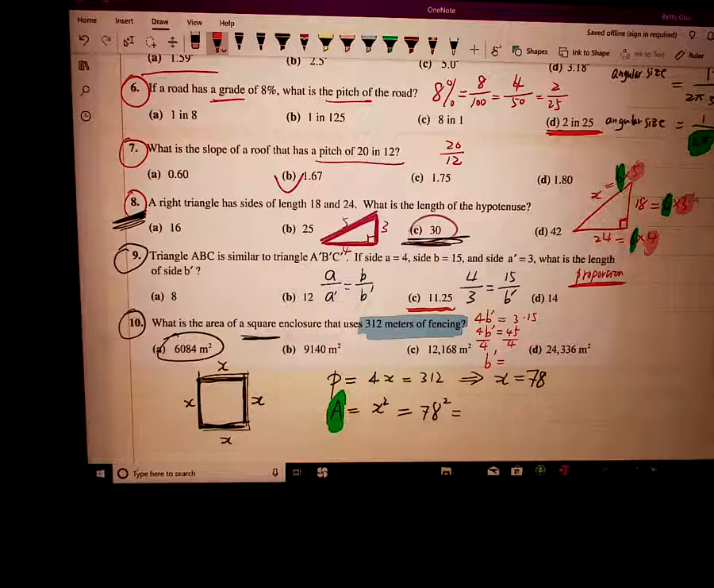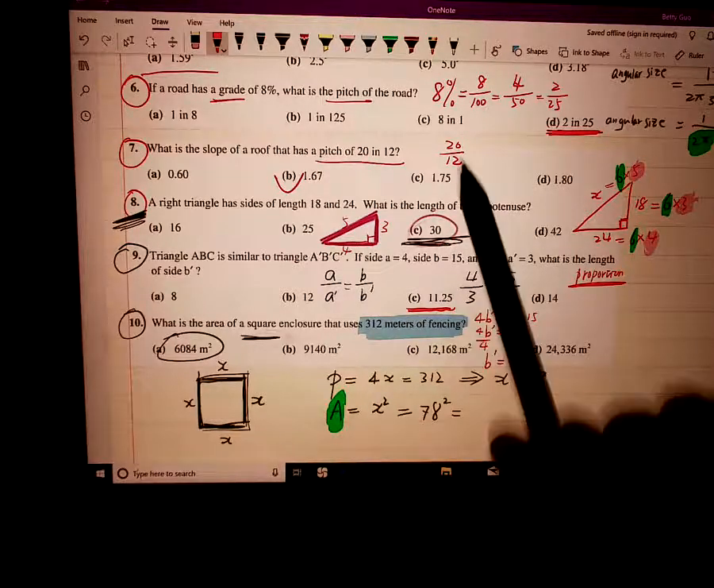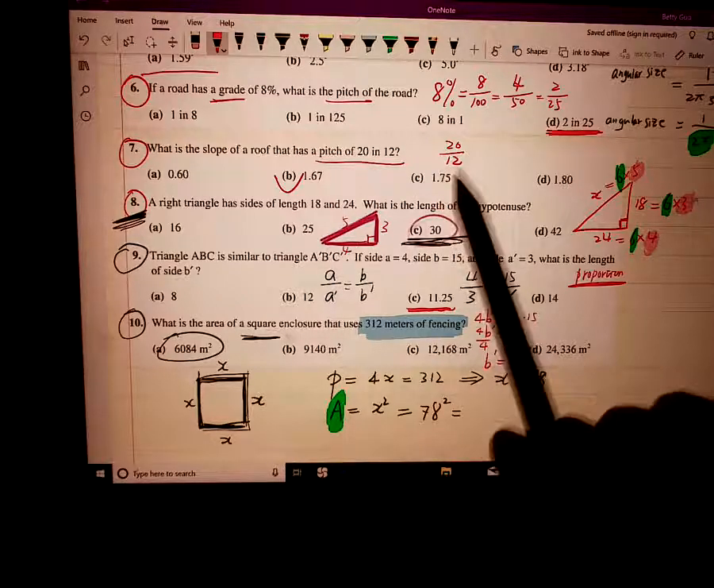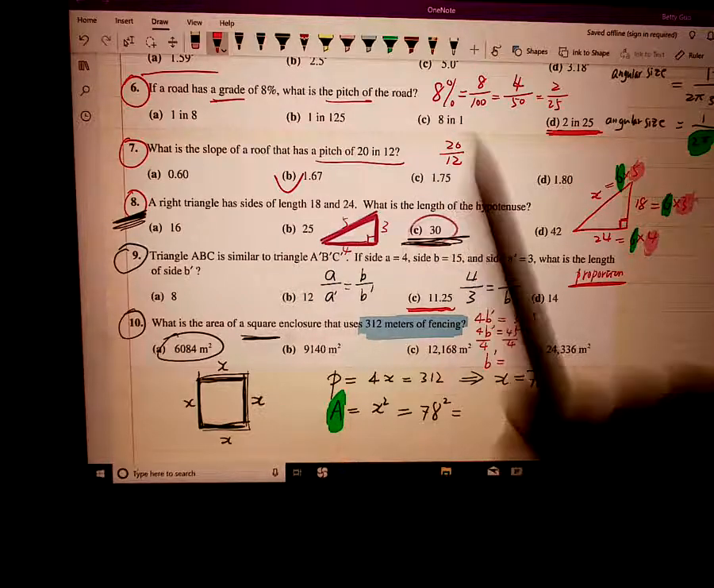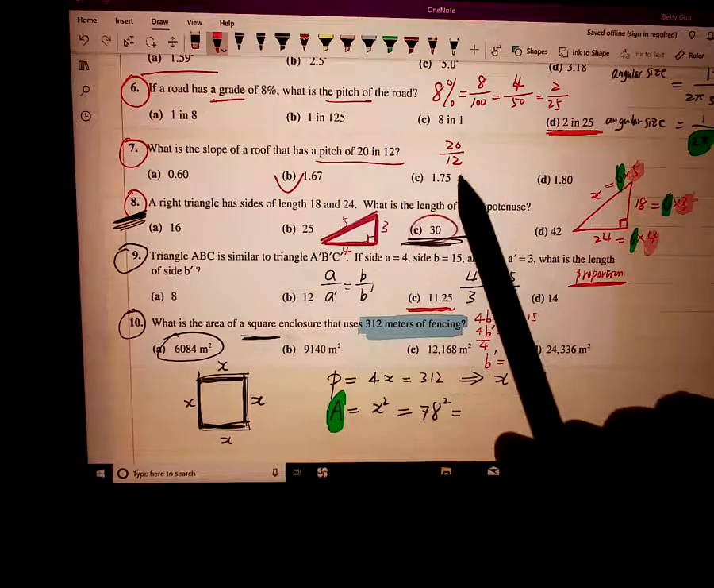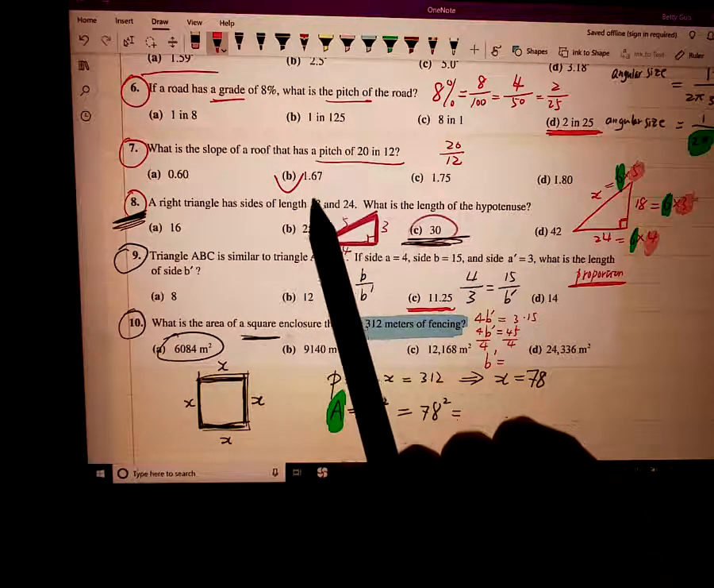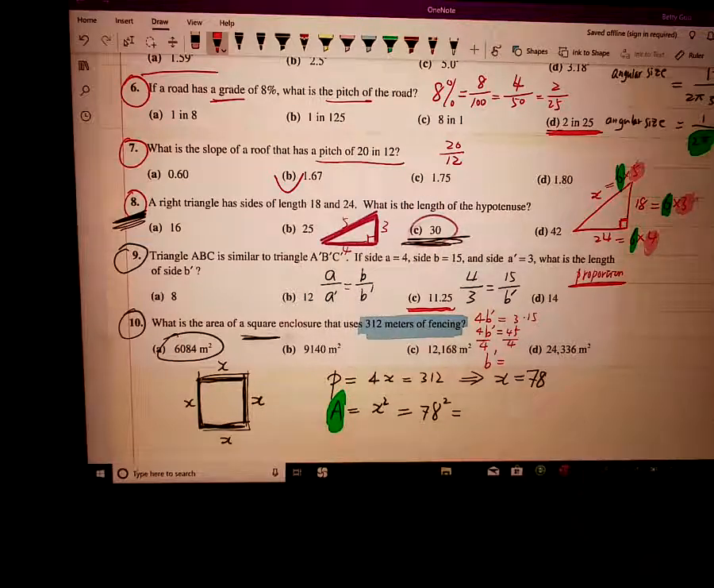Number 7, what's the slope of a roof that has a pitch of 20 in 12? 20 in 12 in fraction is 20 over 12. Convert this fraction to a decimal. You have about 1.67 if you round it up. That's the slope. Number 8, a right triangle has sides of length 18 and 24.